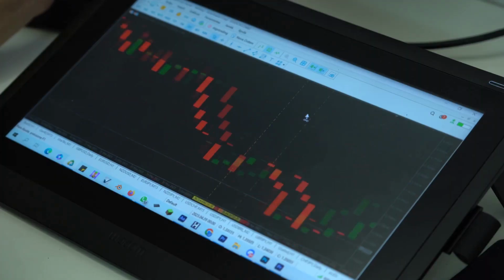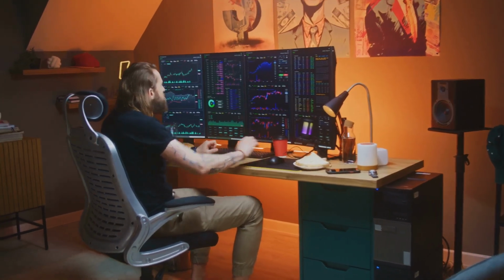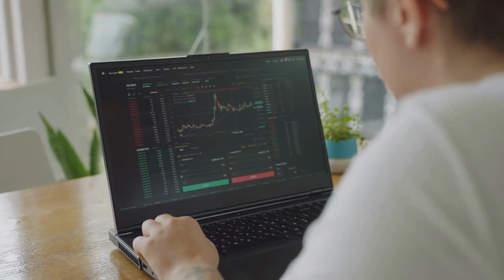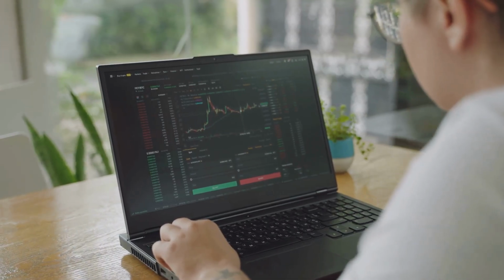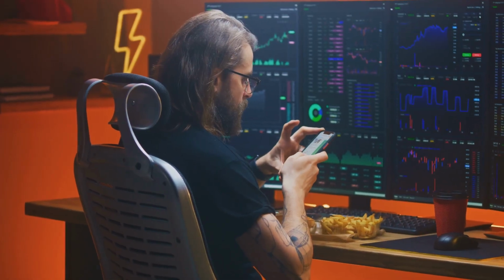Don't rely on a single pattern. Use them as part of a broader strategy. Practice is key. Study charts, spot patterns, and see how they play out. Backtesting builds your confidence and sharpens your eye. The more you practice, the more intuitive reading charts becomes.